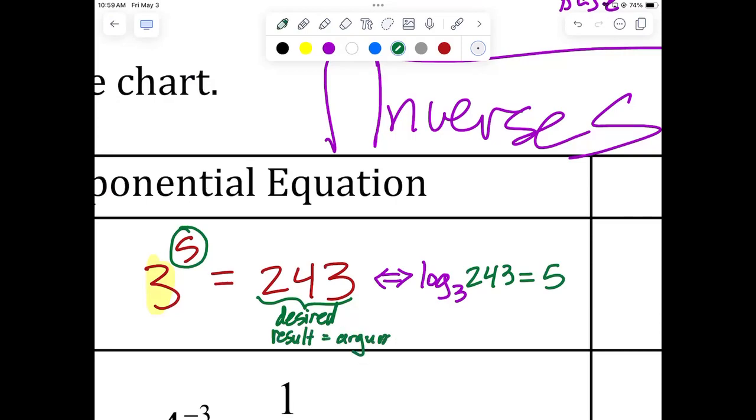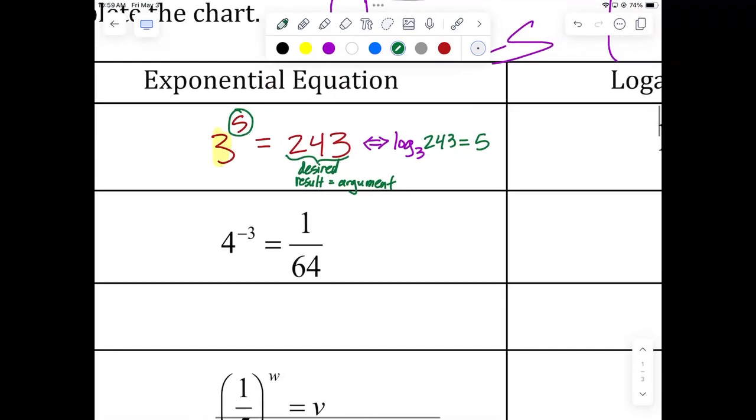The argument is the thing that you're taking the log of. Okay, so that's how you go back and forth between the two. They mean the exact same thing. Okay, let's try it now on the next line.